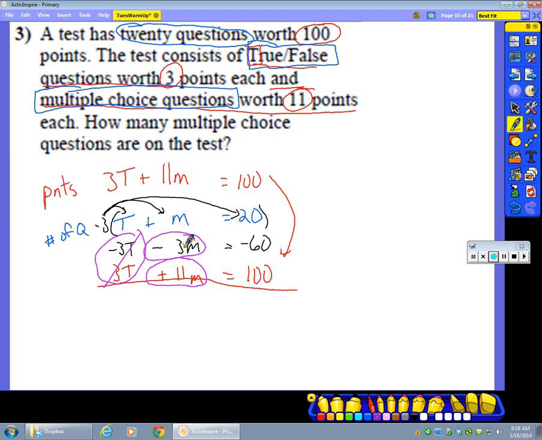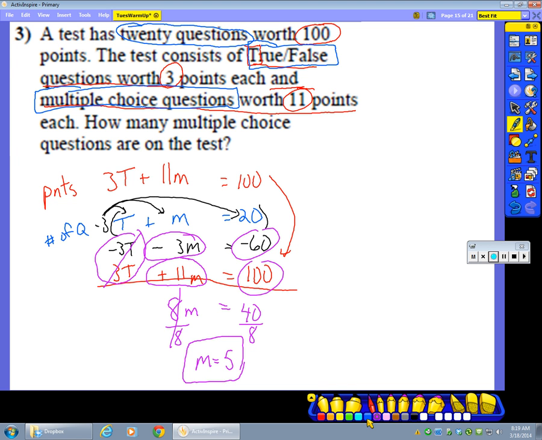So I have 11, 10, 9, 8. So it's 8 m's equals 100 minus 60, so that's going to give me 40. And then I divide the left side by 8, divide the right side by 8, m equals 5. So what this means is I have 5 multiple choice questions.